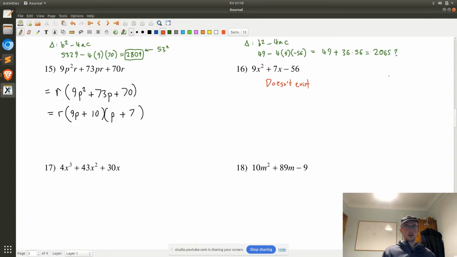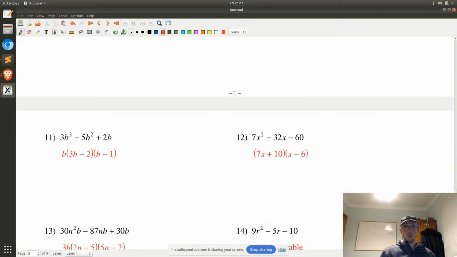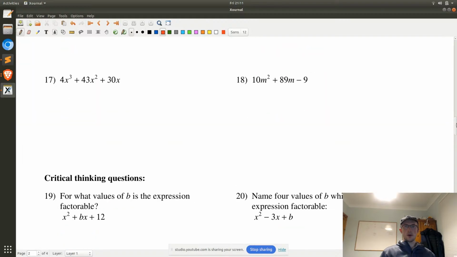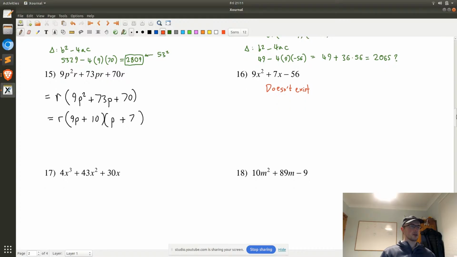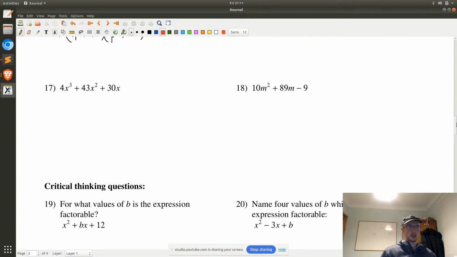The squares, 40 squared is 1,600. 50 squared is 2,500. 45 squared is 2,025. And that's the closest that you can get. So we'll check. Okay. Not factorable, not factorizable. Those are equivalent.